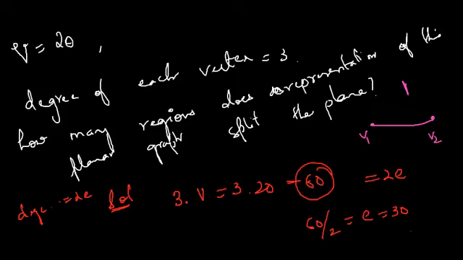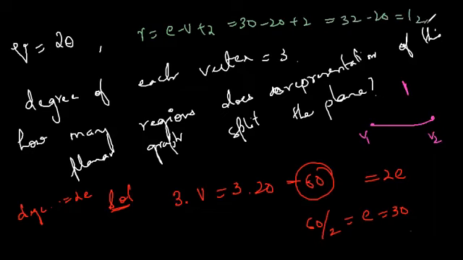So we want to find the regions, so directly use the formula. The formula is R is equal to E minus V plus 2, where E is the number of edges, V is the number of vertices. So E we have got as 30, vertices was already given as 20, plus 2. So 32 minus 20 is equal to 12. So basically in this graph with 20 vertices and 30 edges, the number of regions is 12.